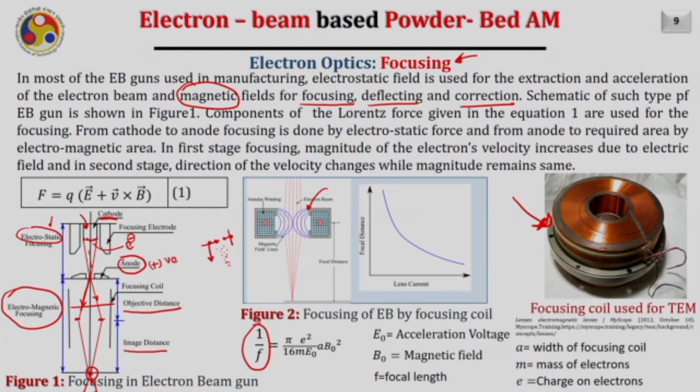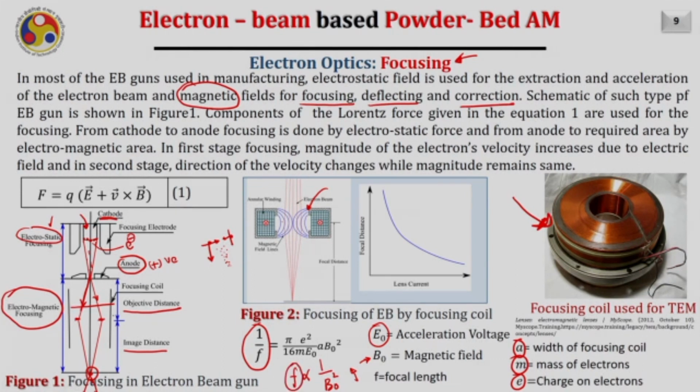So here the constants are the acceleration voltage, which we are not going to change, the width of the focusing coil, which will not change, the mass of the electron, which will not change, and the charge on the electron, which will not change. Hence the variable is the magnetic field. So here we can see f is inversely proportional to B₀². As a result, if I increase the magnetic field, the focusing distance will reduce.